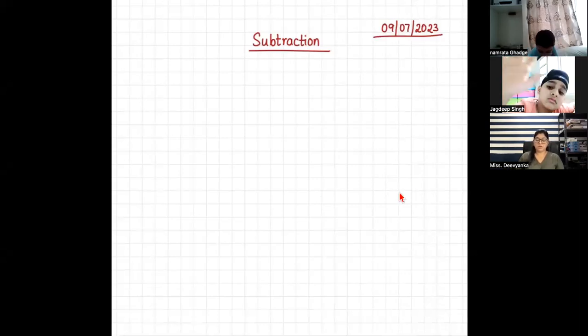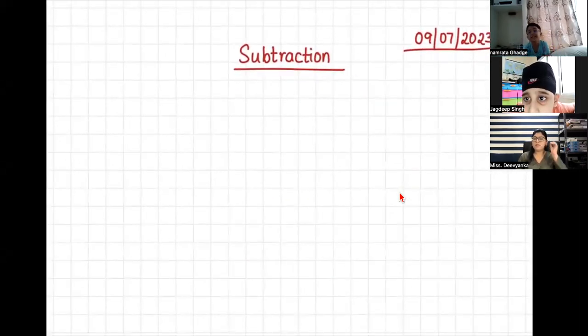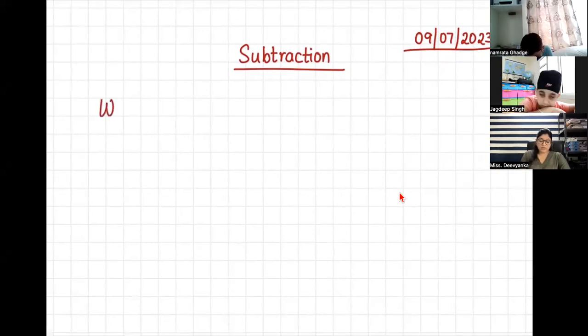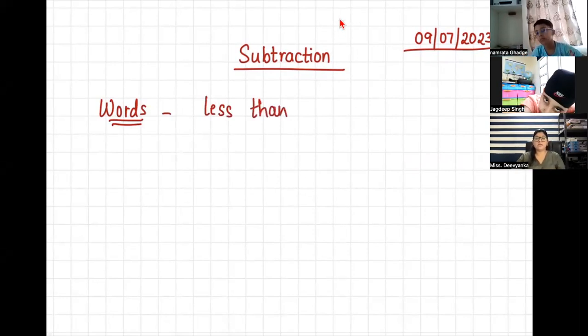All right. Chalo, let's start with subtraction. Now, what is subtraction? Can anybody tell me? Yes, Ayansh. Less. Yes. That is one word. Let's look at all the words that tell us that it is a subtraction problem. It is less than. What is another word which tells us it is a subtraction problem?